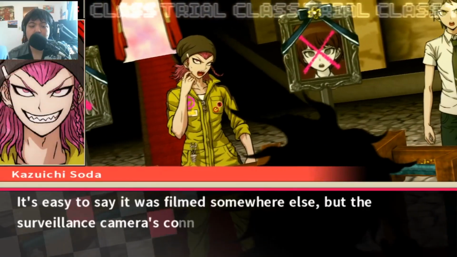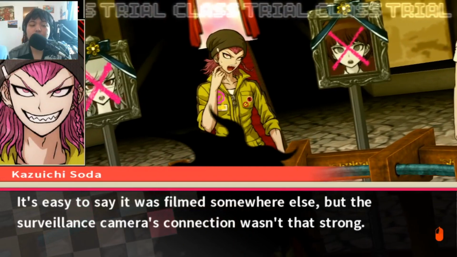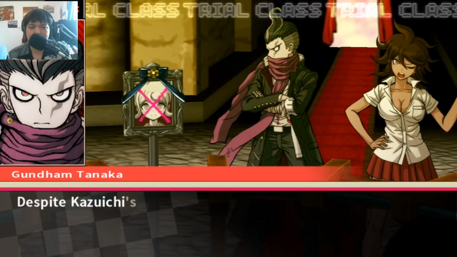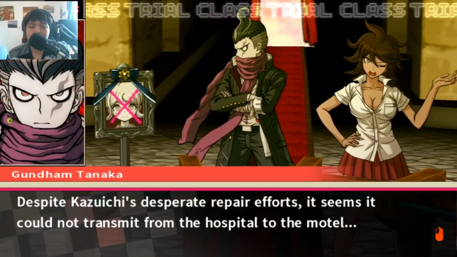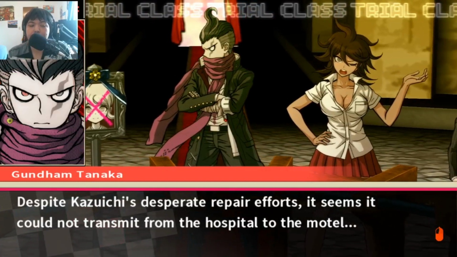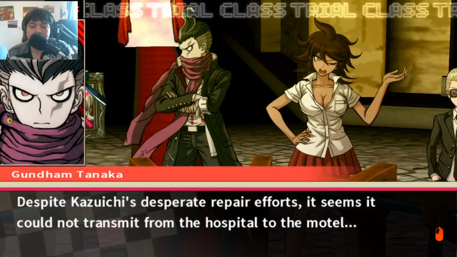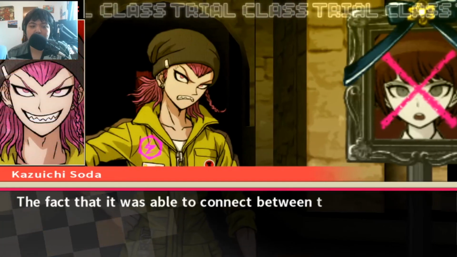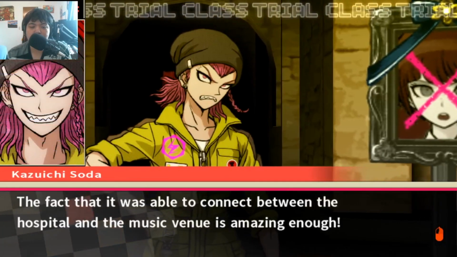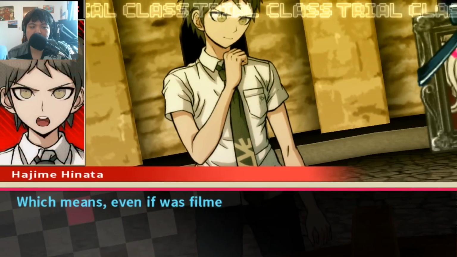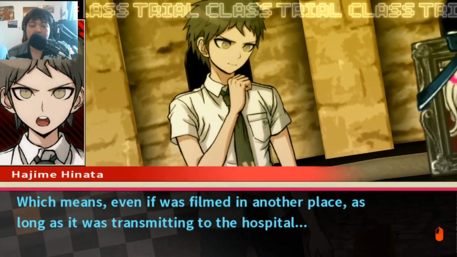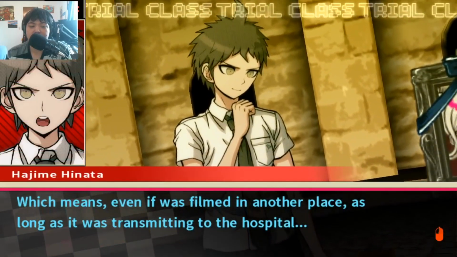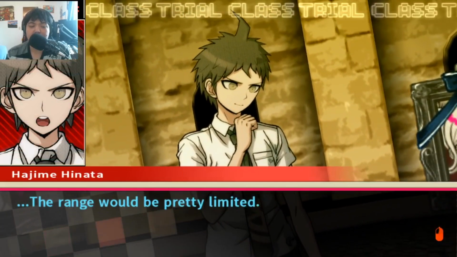It's easy to say it was filmed somewhere else, but the surveillance camera's connection wasn't that strong. Despite Kazuichi's desperate repair efforts, it seems it could not transmit from the hospital to the motel. Yeah, it's too far a distance. The fact that it was able to connect between the hospital and the music venue is amazing enough. Which means, even if it was filmed in another place, as long as it was transmitted to the hospital, the range will be pretty limited.